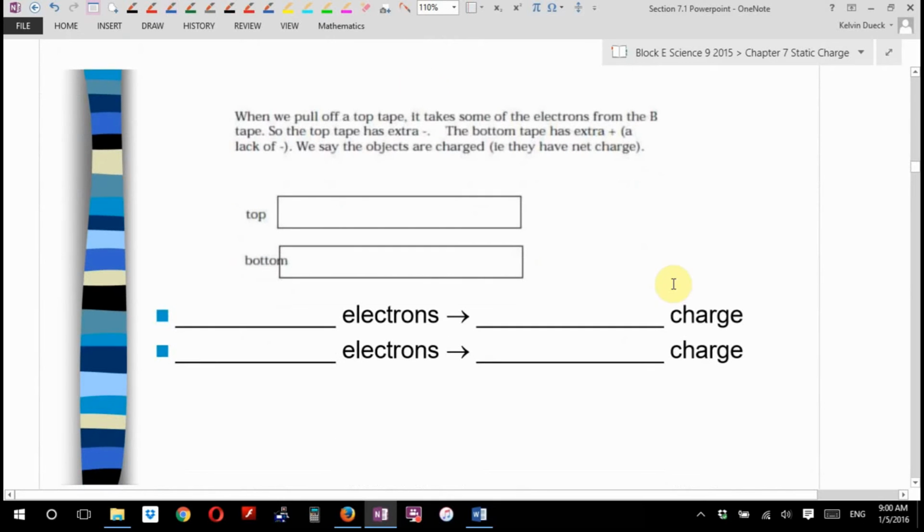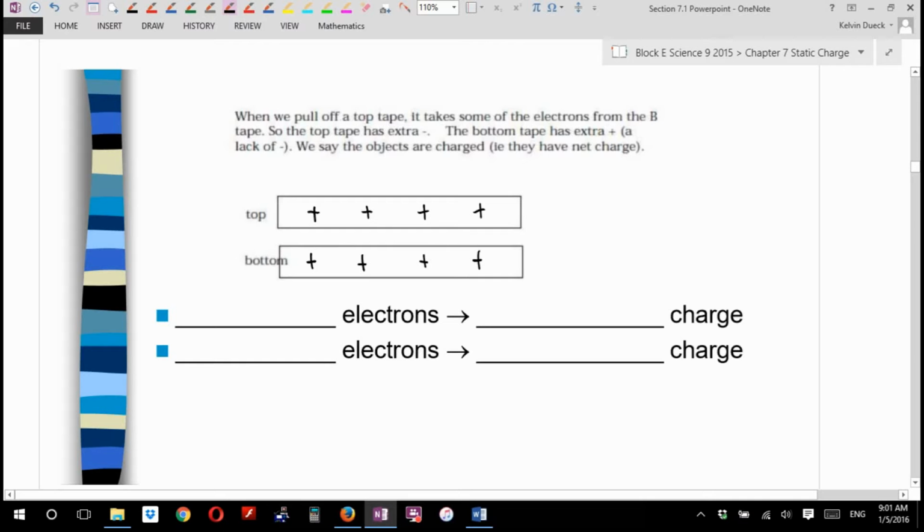When you pull off the top tape, it takes some of the electrons from the bottom tape. So the top tape, I turn the page, has extra negatives. The bottom tape has extra positives. So I think I started out in my diagram with 4 protons in each, yes? That's what we just kind of did with our imaginary diagram.